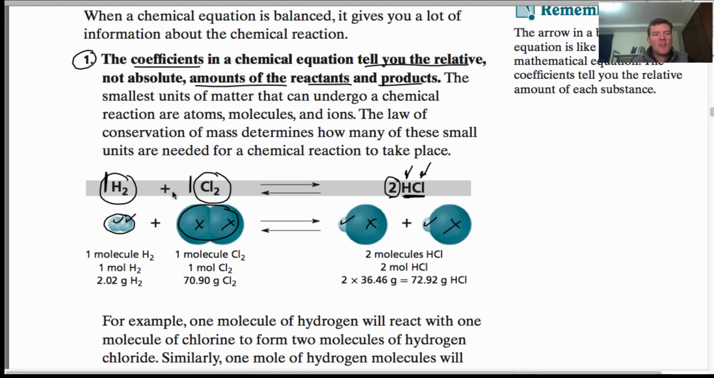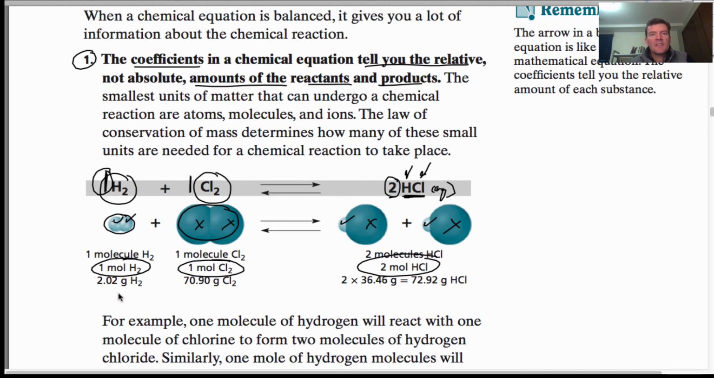So this is 1 molecule of hydrogen plus 1 molecule of chlorine produces 2 molecules of hydrochloric acid, or hydrogen chloride. Okay, maybe it's acid. This is aqueous. It's actually going to be an acid. We'll talk about that later. Now this could also be moles, as I mentioned before. These coefficients can represent molecules or moles. It could be 1 mole of hydrogen gas plus 1 mole of chlorine gas produces 2 moles of the hydrochloric acid. Okay?